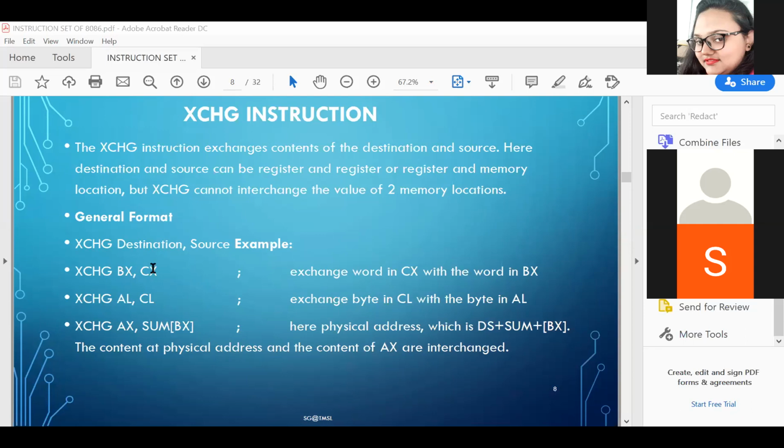so both the contents are exchanged with each other. So content of CX will be moved to BX and content of BX will be moved to CX, so both the register contents will be exchanged with each other. So if 16-bit content is to be exchanged, then you must use the 16-bit registers, and if you need to exchange 8-bit content with each other, you need to use the 8-bit registers.